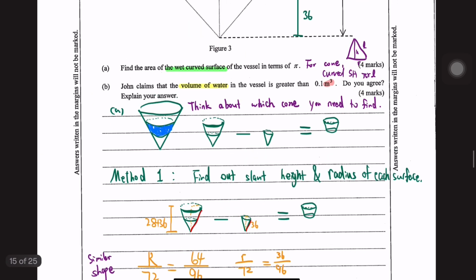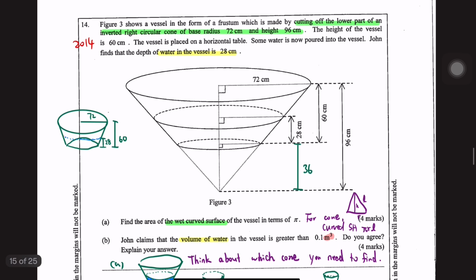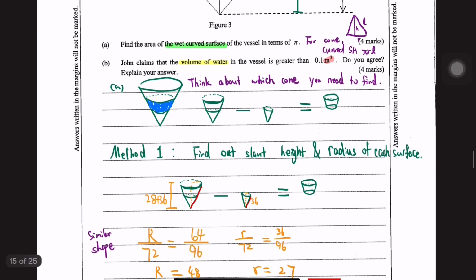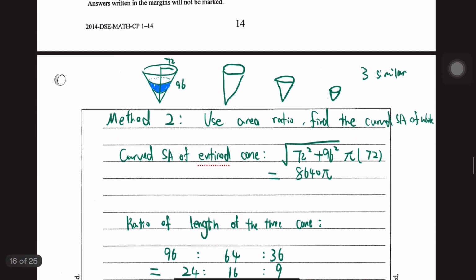Okay, for B, the volume of water. So now, B, finding the volume, we need to use the 1/3 formula to find it. Remember to take note of the unit, okay? Always take note of the unit. It used to be in cm, right? Now it's in m cubed, so you need to change your unit at the end, okay?